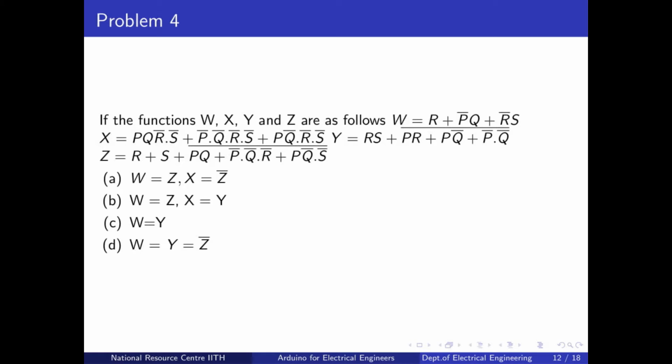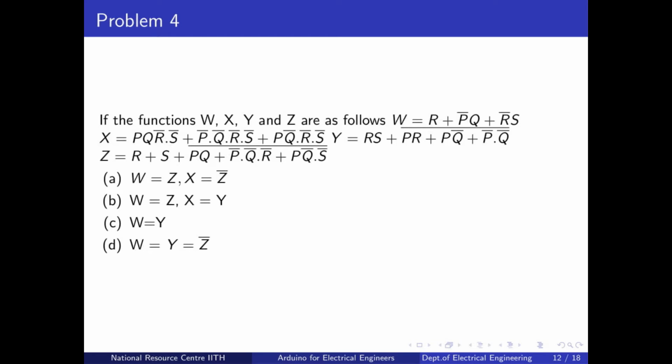So y is equal to r dot s plus parenthesis negation of p dot r plus p dot q bar plus p bar dot q bar, and z is equal to r plus s plus negation of p dot q plus p bar dot q bar dot r bar plus p dot q bar dot s.